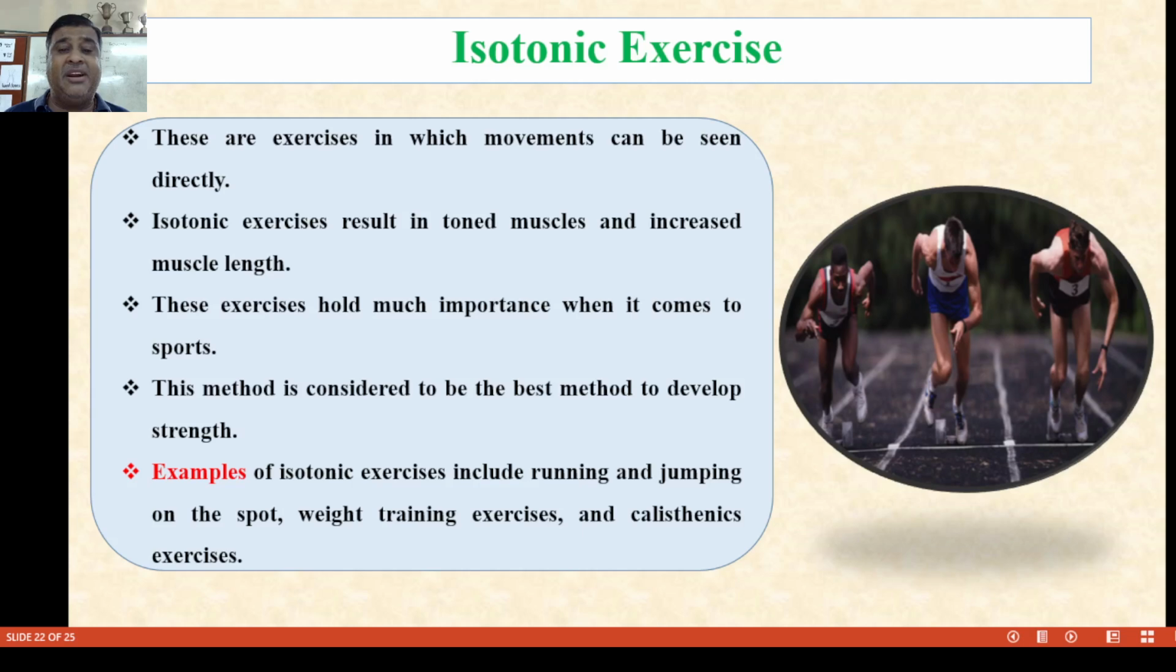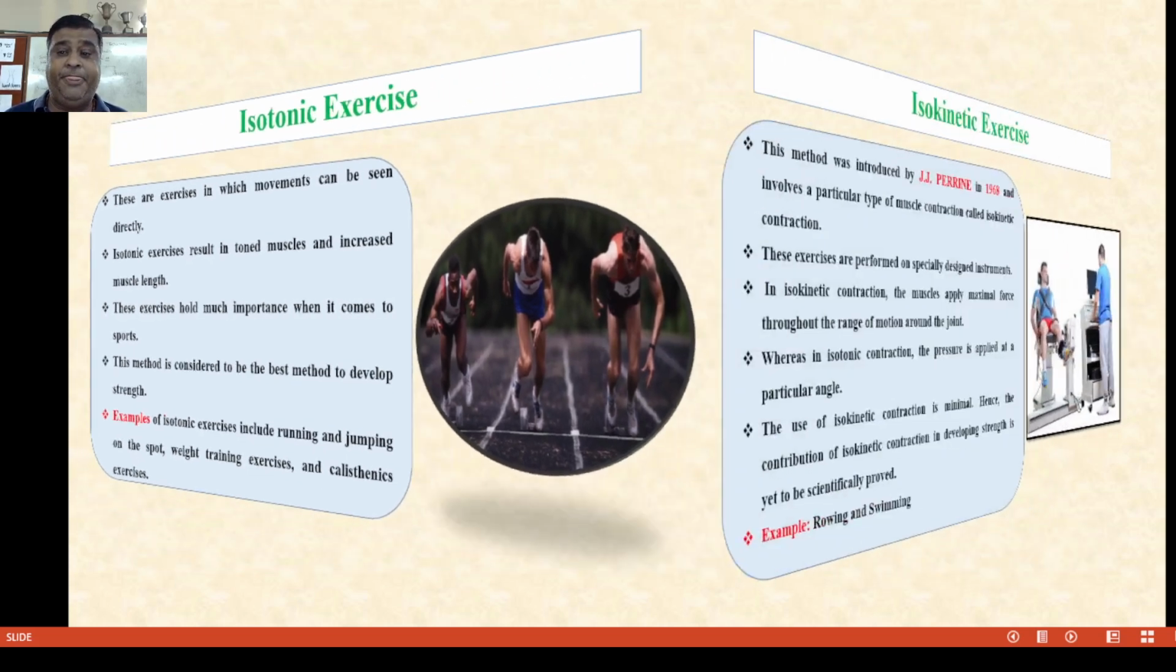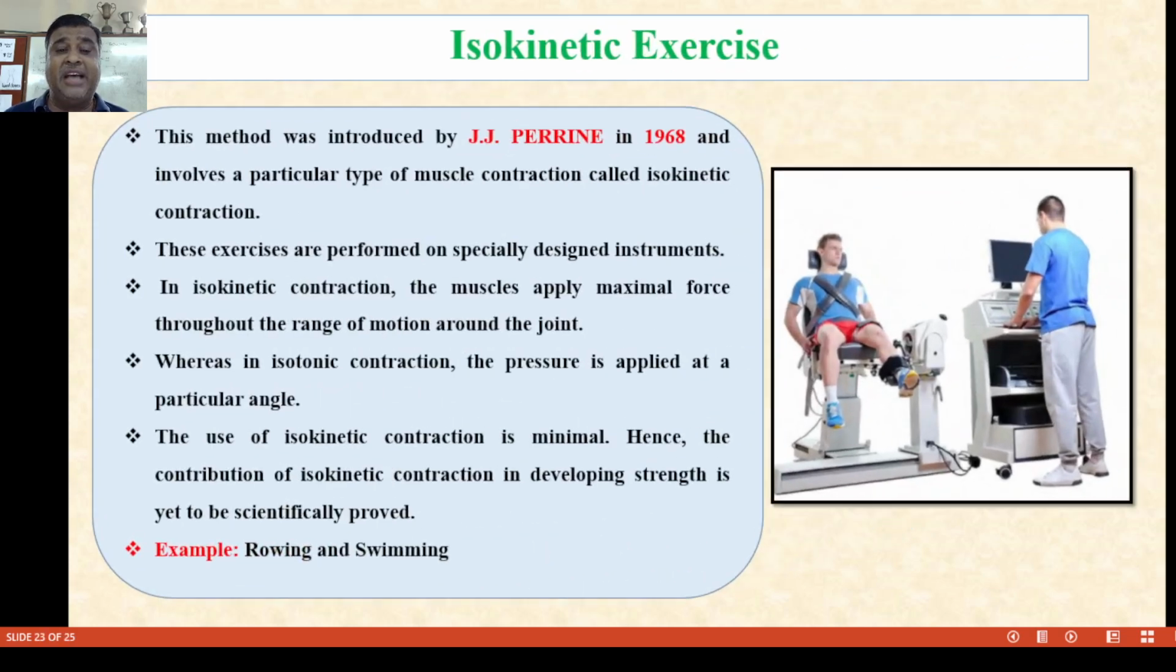The second form of method is isotonic exercise. In these exercises movement can be seen. Isotonic exercises tone muscles and increase their muscle length. These exercises hold much importance when it comes to sports. These are considered to be the best methods for development of strength. Examples of isotonic exercise are running, jumping on the spot, weight training exercises, and different forms of calisthenic exercises. Now the last method is isokinetic exercises.